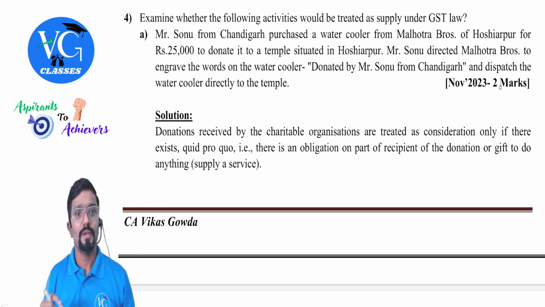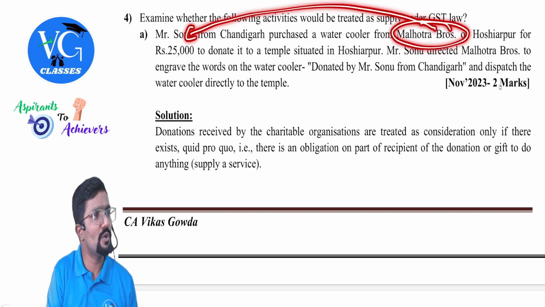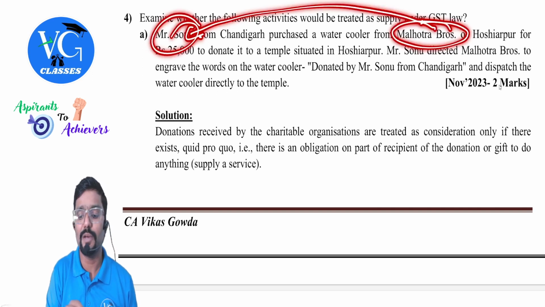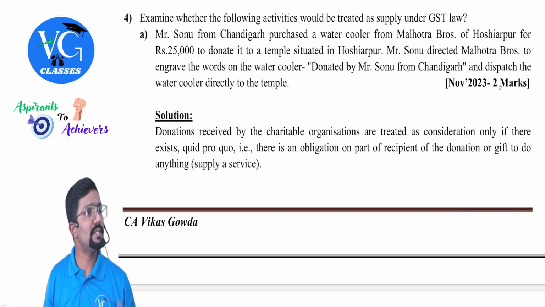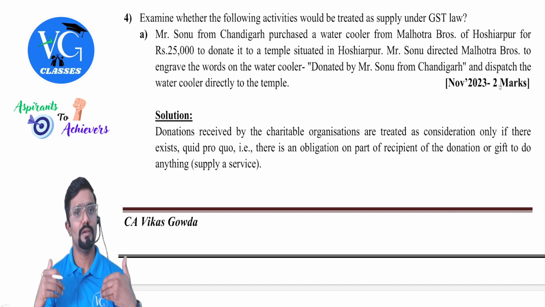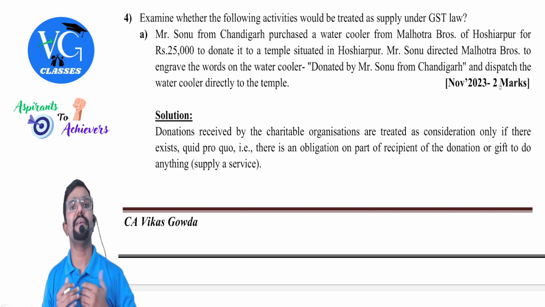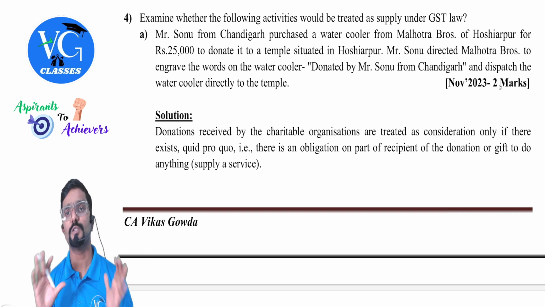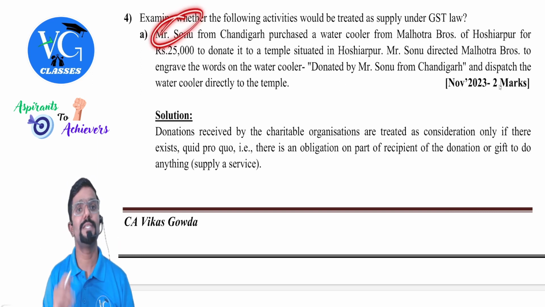That's simple here. Sonu from Chandigarh purchased a water cooler from Malhotra Bros, right? So, is there a supply from Malhotra Bros to Sonu? Yes. But we are not talking about that here. Now, Sonu asked Malhotra Bros to deliver it to whom? To a temple. Sir, is that a supply? No. Because he is giving free of cost. He is not receiving anything in return. There is no publicity also. There is no advertising also. So, it is not a supply from Sonu to the temple, guys.